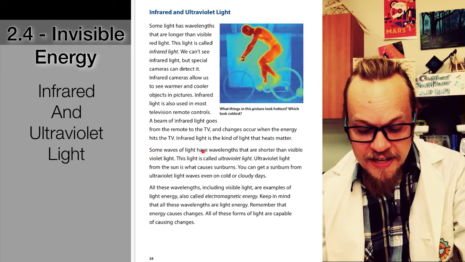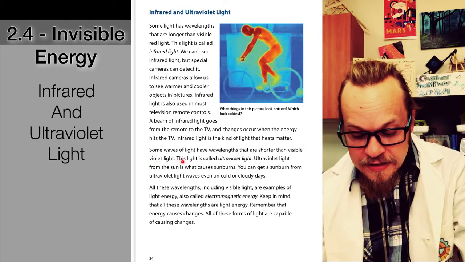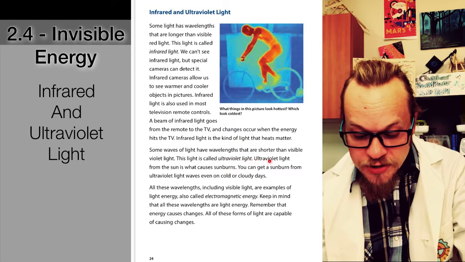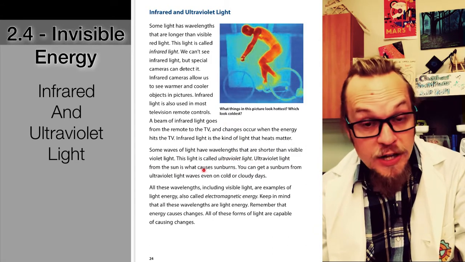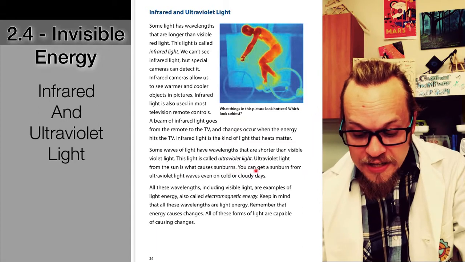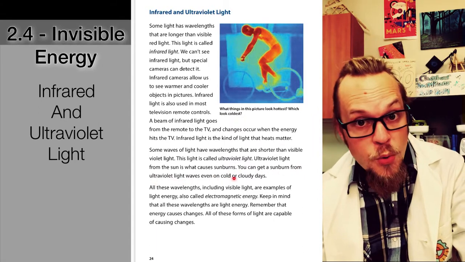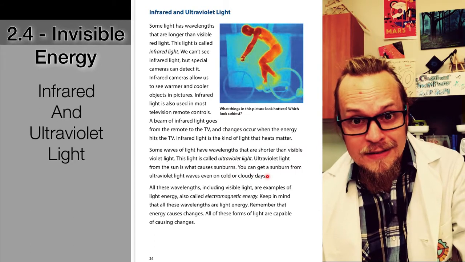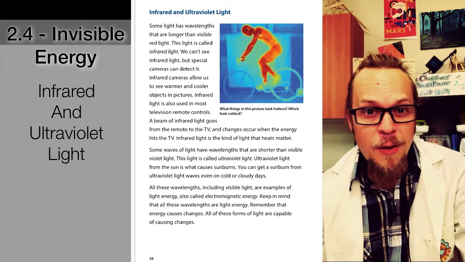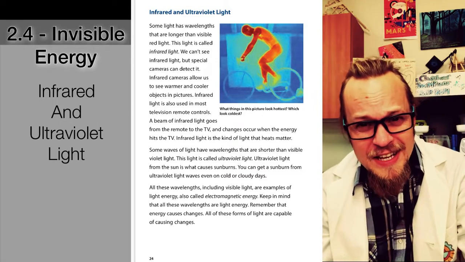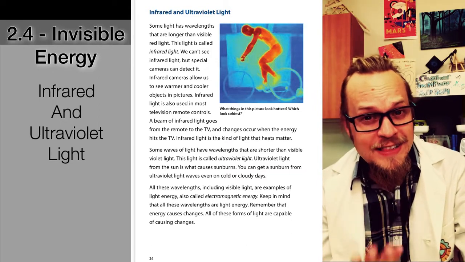Some waves of light have wavelengths that are shorter than visible violet light. This is called ultraviolet light. Ultraviolet light from the sun is what causes sunburns. You can get a sunburn from ultraviolet light waves even on cold or cloudy days. Some of my worst sunburns have come while playing in the snow because the snow just reflects back all that sun and all those ultraviolet lights.